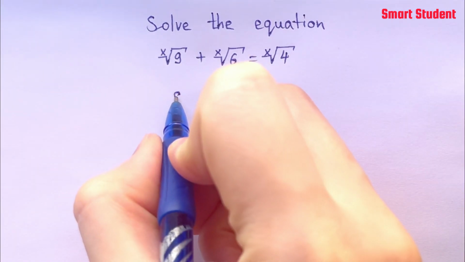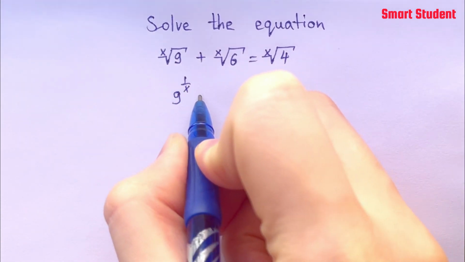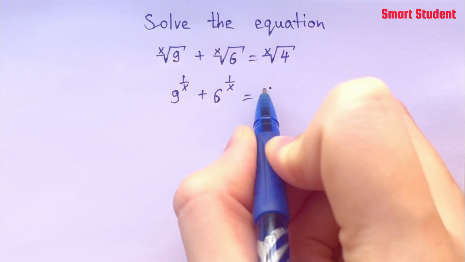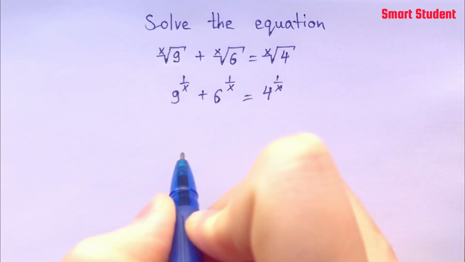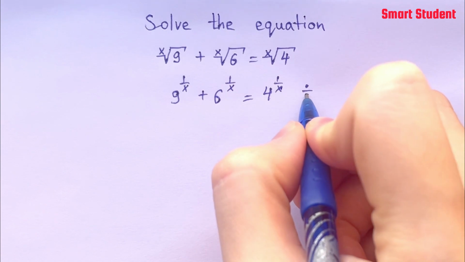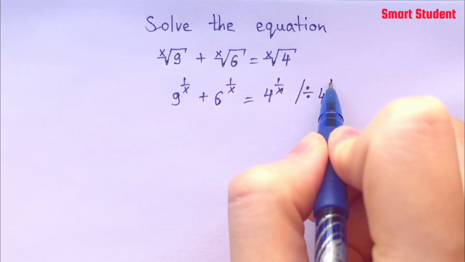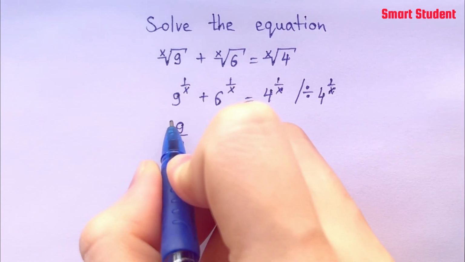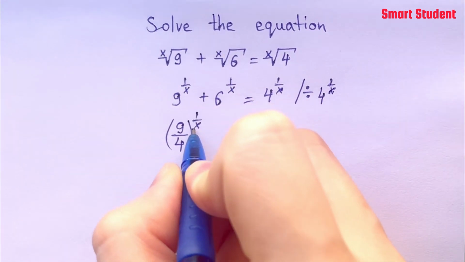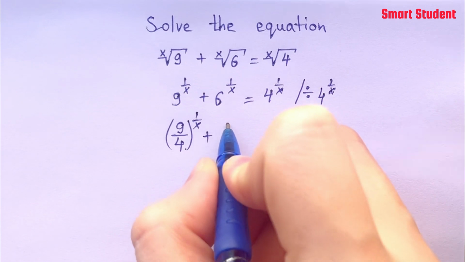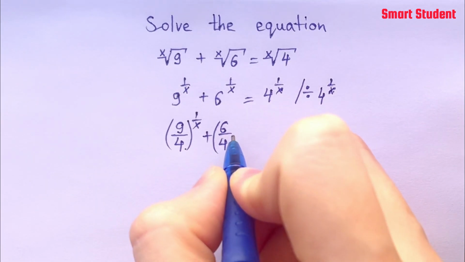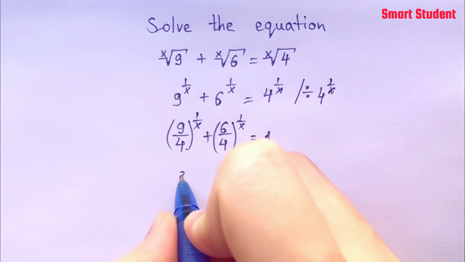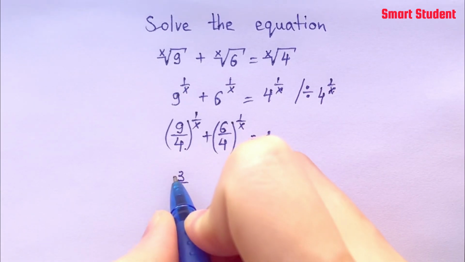The original equation can be written as 9 to the power of 1 over x plus 6 to the power of 1 over x equals 4 to the power of 1 over x. By dividing both sides of the equation by 4 to the power of 1 over x, we have (9 over 4) to the power of 1 over x plus (6 over 4) to the power of 1 over x equals 1. 9 over 4 can be written as (3 over 2) squared.